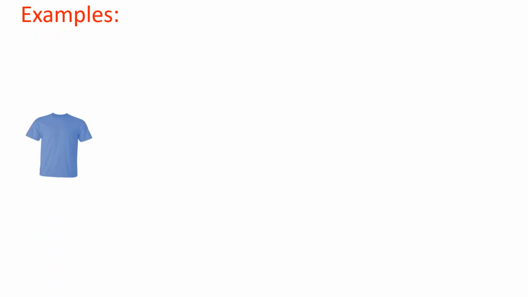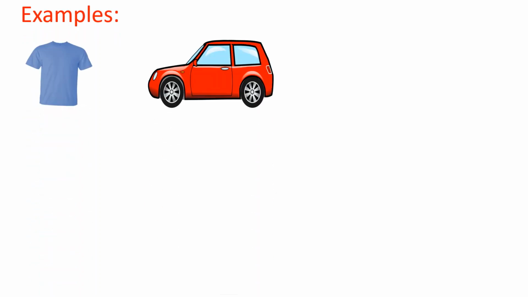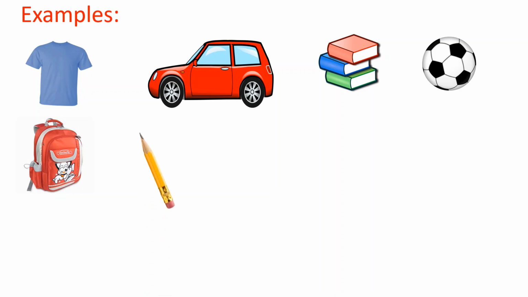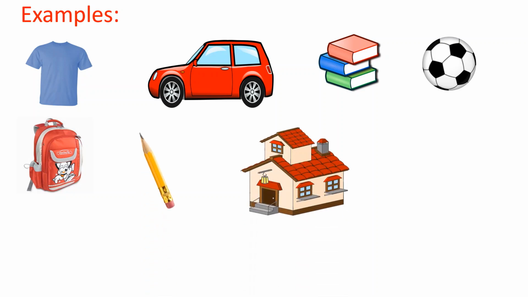Examples: clothes, car, book, ball, bag, pencil, house, chair, etc. Children, all the things on earth are divided into two groups: natural things and man-made things.